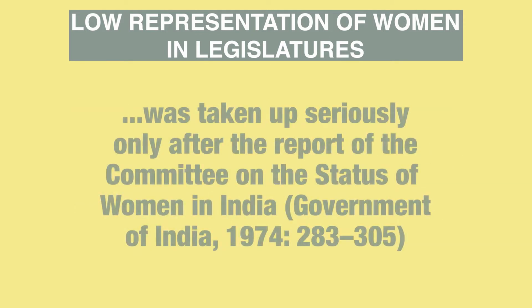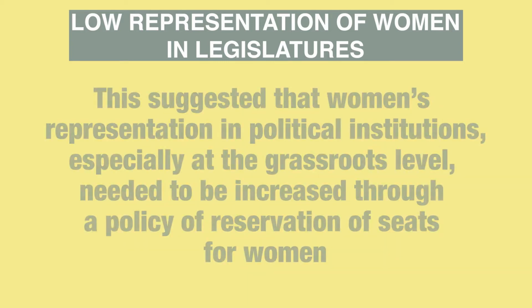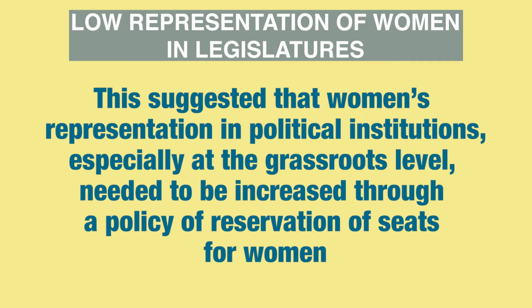Despite constitutional provisions guaranteeing equality of both the sexes, the demand for greater representation of women in political institutions in India was taken up only after the report of the Committee on the Status of Women in India, Government of India Report 1974. This suggested that women's representation in political institutions, especially at the grassroots level, needed to be increased through a policy of reservation of seats for women.